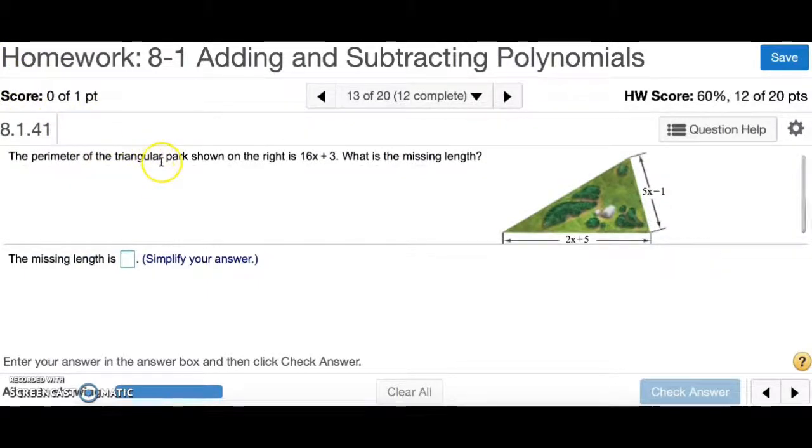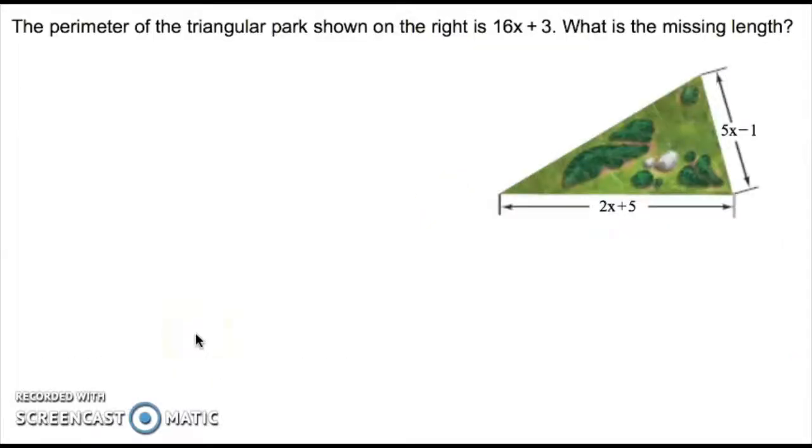Alright, so let's take a look at number 13. It says the perimeter of a triangular park shown on the right is 16x plus 3, and we're looking for the missing length. So let's take a closer look at it. Okay, so we know perimeter is a distance all the way around. We're looking for this missing side. We are given the entire length around is 16x plus 3. So what we need to do is add up the two sides that are there and subtract it from the perimeter to find the missing length.